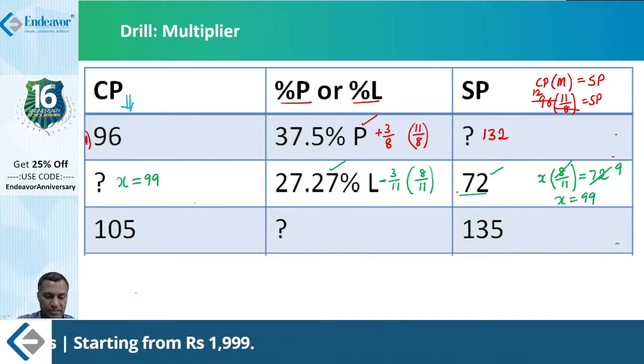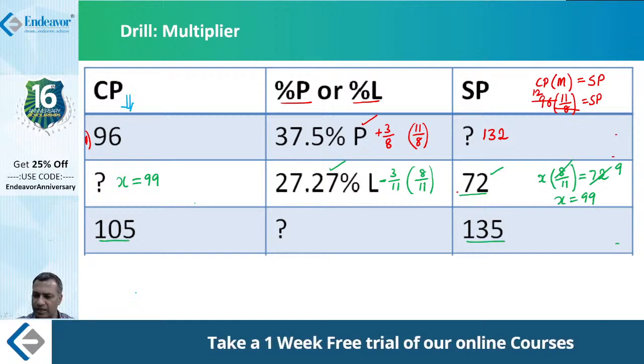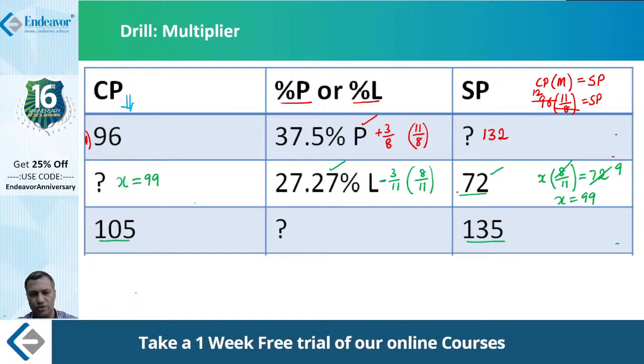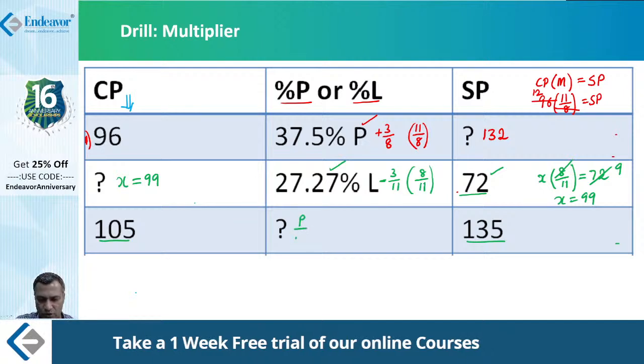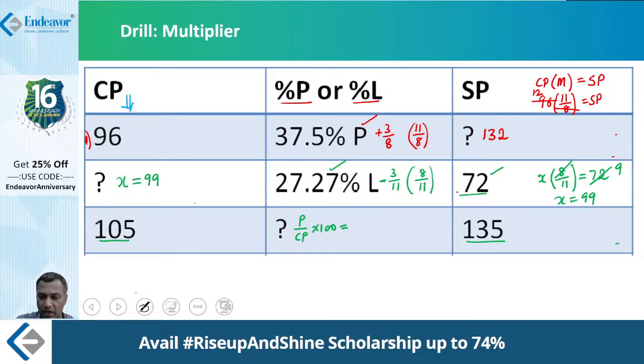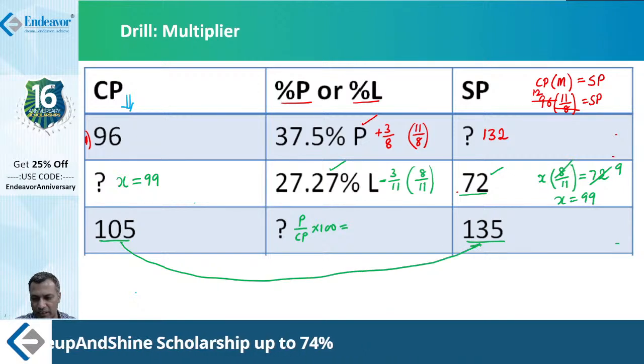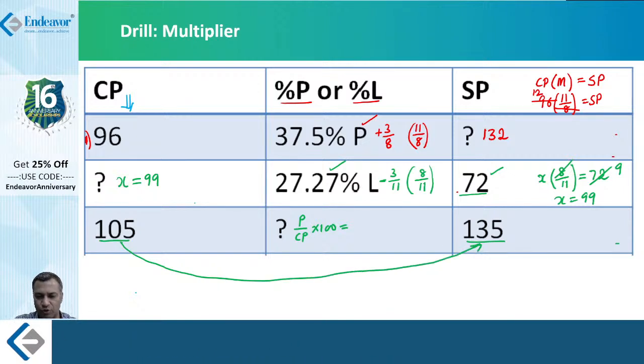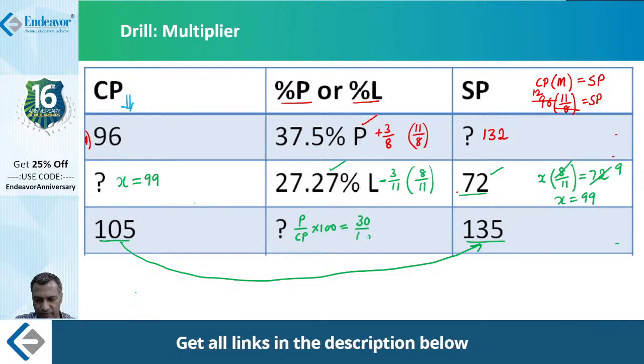Next one. He's saying, why don't you tell me the profit or loss percentage from here? You can do it in any which way. If you want to find the profit percentage, you can say profit divided by cost price into 100. Absolutely fine. There is no problem about that. What is the profit here? You may ask, why didn't you write loss? Why did you write profit directly? Because we can see these numbers. Cost price is 105, selling price is 135. Therefore, there is a profit of 30 rupees upon an investment of 105 rupees.